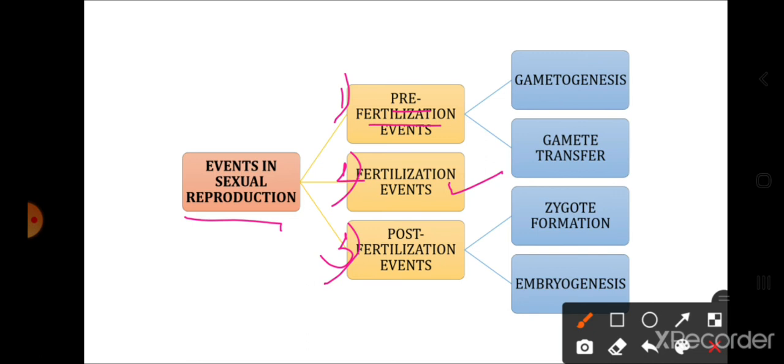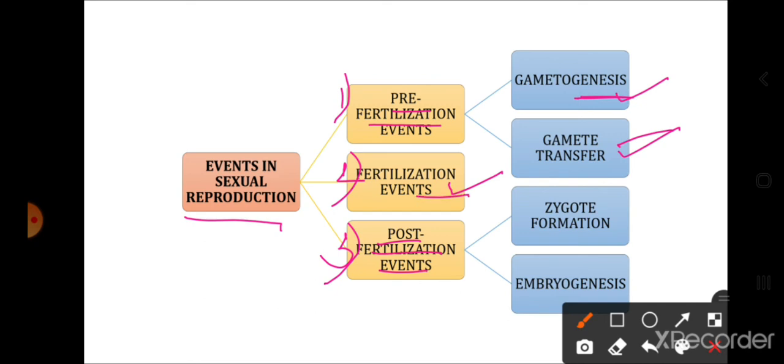And the last one is the events which occur after the process of fertilization, called the post-fertilization events. Now, pre-fertilization events can be further categorized into two categories: gametogenesis and gamete transfer. When the term genesis occurs, it means formation. So, what is gametogenesis? It is the formation of the gametes. The next one is gamete transfer. That is, whatever gametes are formed, they need to be transferred so that their fusion can take place. So, that is gamete transfer.